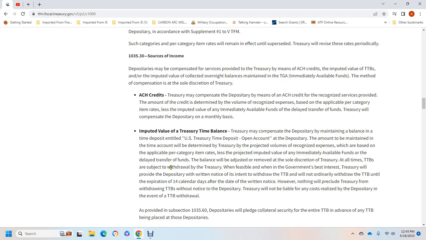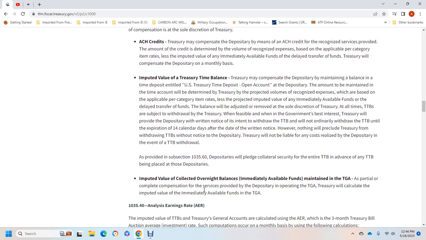The TTB will be subject to withdrawal by the Treasury when feasible. When it is in the best interest of the government, the Treasury will provide the depositor a written notice of intent to withdraw the TTB. Treasury will not ordinarily withdraw the TTB until the expiration of 14 days after the date of the written notice. However, nothing will preclude the Treasury from withdrawing the TTB without notice to the depository. Treasury will not be liable for any costs realized by the depository in the event of TTB withdrawal.